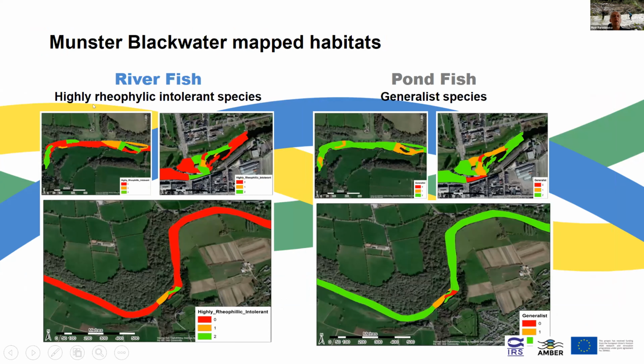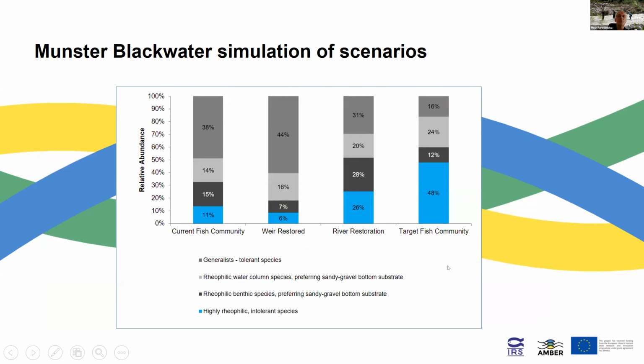Again, the situation is that highly rheophilic, intolerant species are losing habitat in the impoundment. The generalists are gaining habitat in the impoundment. This is the section upstream of the impoundment. Here is downstream of the impoundment. This is the impoundment itself. So I'm running out of time, that's why I'm speeding up. For the generalists, there is a similar pattern to the Vistula River.